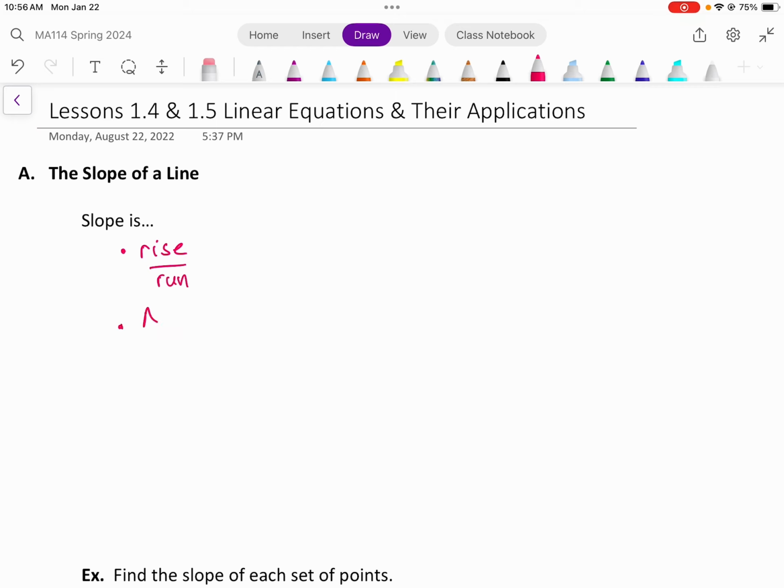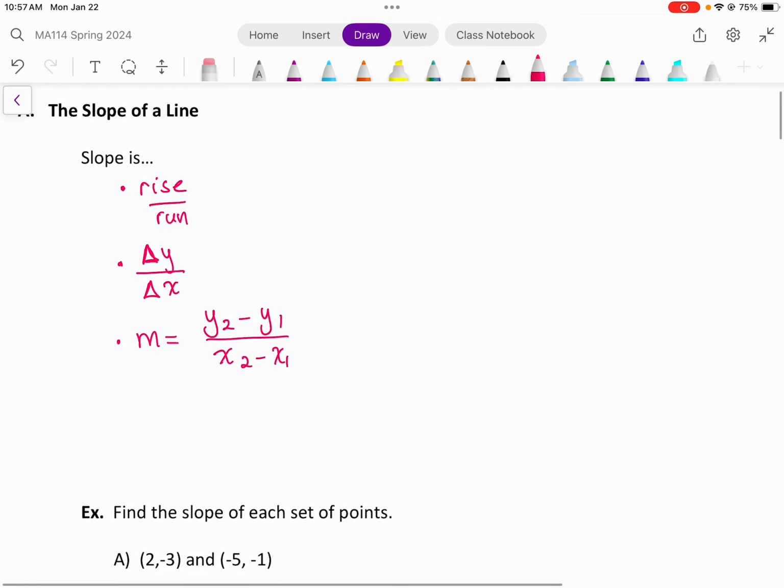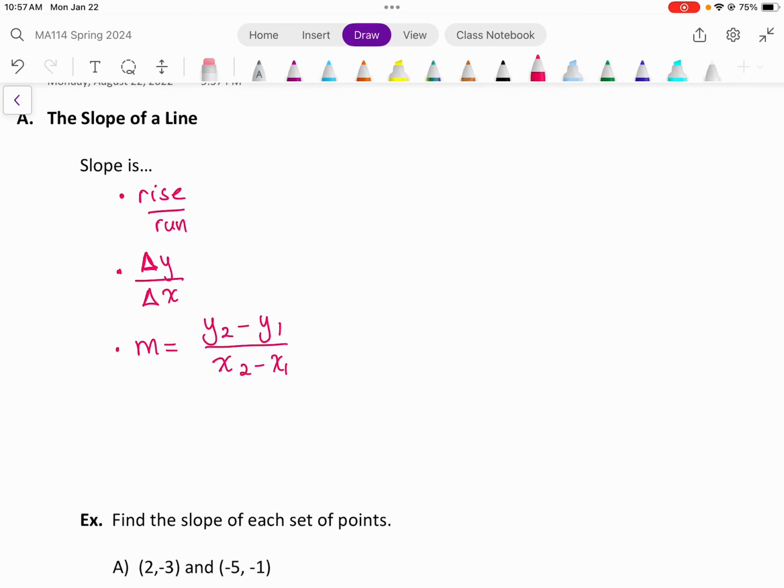Slope can be what we call the change in y over the change in x. The little triangle is the Greek letter delta, so it just means change. The equation for slope, we use the letter m. It is y of 2 minus y of 1 over x of 2 minus x of 1. And in order to find slope, you have to have 2 points on a line.